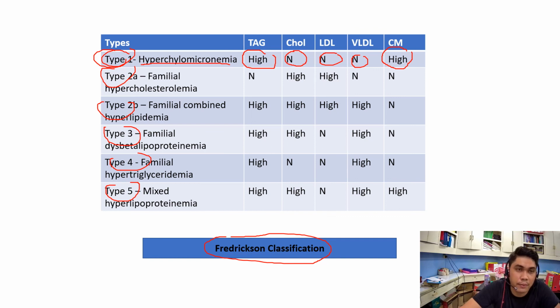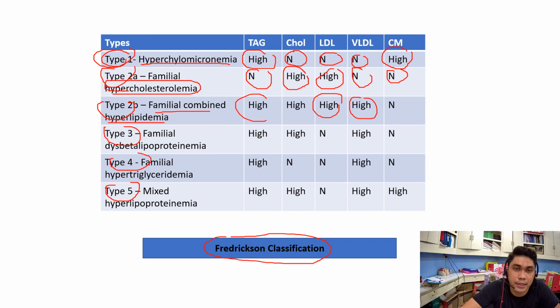Then for type 2A, familial hypercholesterolemia, you have increased LDL due to a defect or problem with the LDL receptor. Since LDL is high, the concentration of cholesterol is also high. The concentration of VLDL and chylomicron is normal, so the TAG concentration is also normal. Then next, type 2B, familial combined hyperlipidemia: increased LDL and VLDL. So you have an increase in triglyceride due to increased VLDL, and increased cholesterol due to increased LDL.